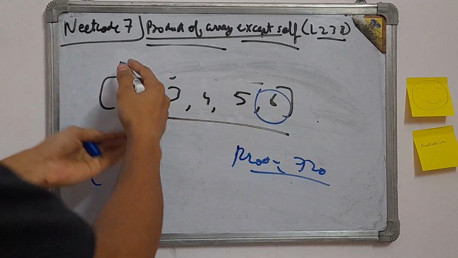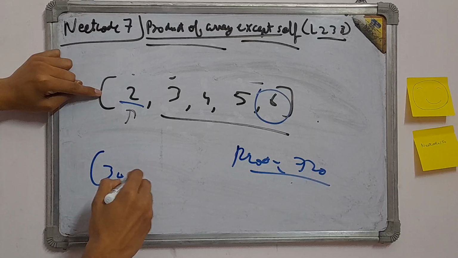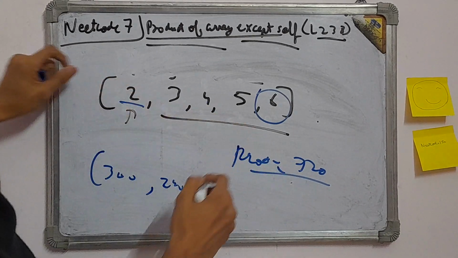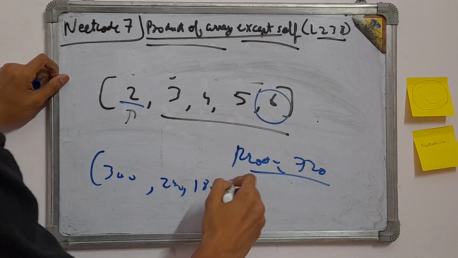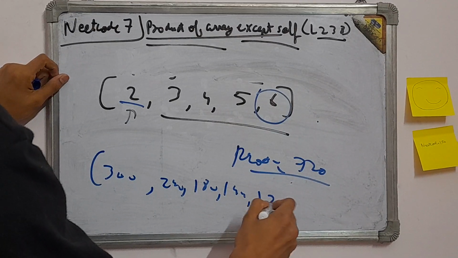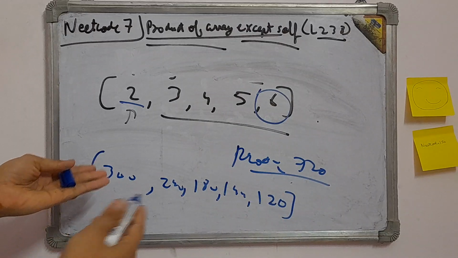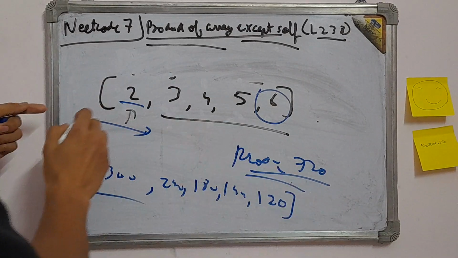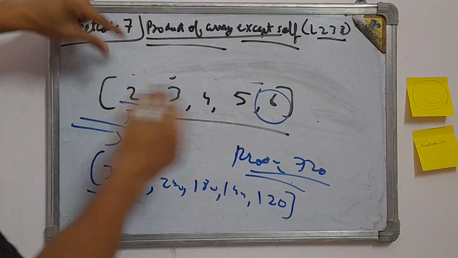So we do the same for this. 720 upon 2 is 360. 720 upon 3 is equal to 240. Upon 4 is equal to 180. Then divided by 5 we got 144. Divided by 6 we got 120. So you can see that we got the answer, and we were able to do it in one loop for calculating the product, and then a second loop for dividing the product by each element.